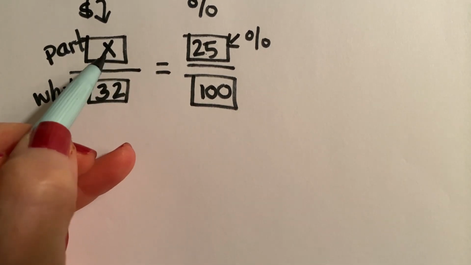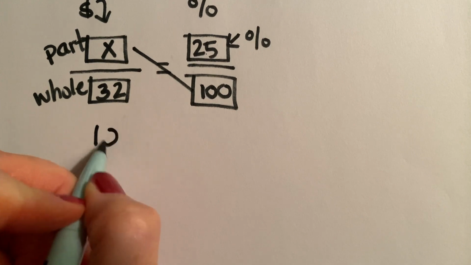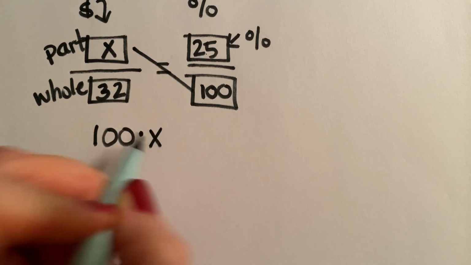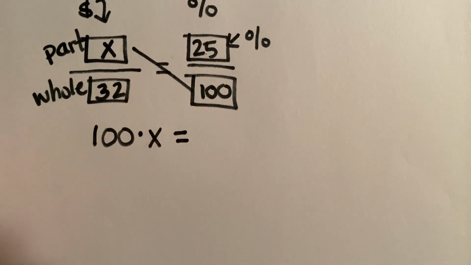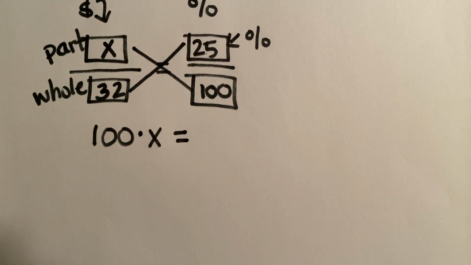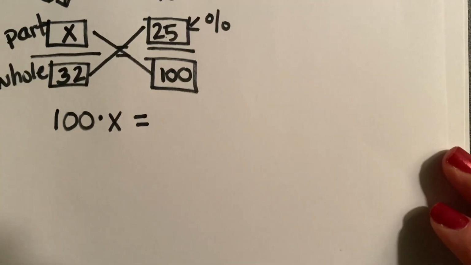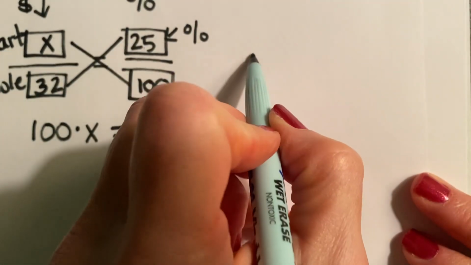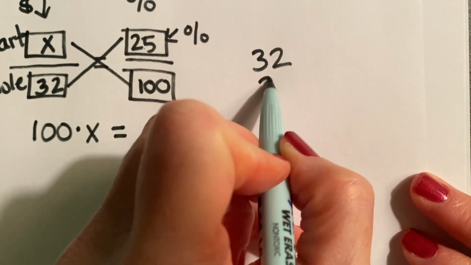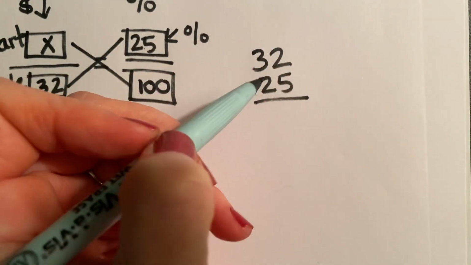So we start with the X. X times 100. That's 100 times X equals. Now we have to take 32 times 25. Now you guys may use your calculators. I'm allowing you to use your calculator. I don't have my calculator right here with me, so I'm just going to go off to the side and take 32 times 25. But again, on this lesson, you guys may use your calculators.